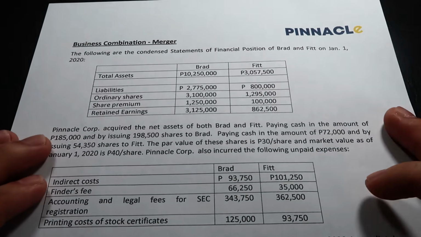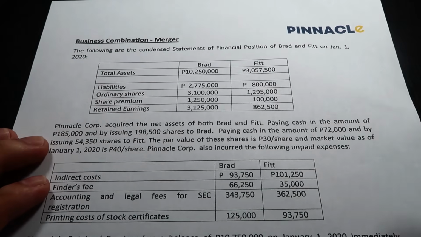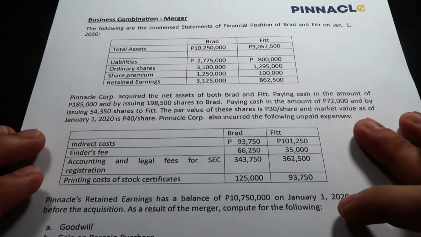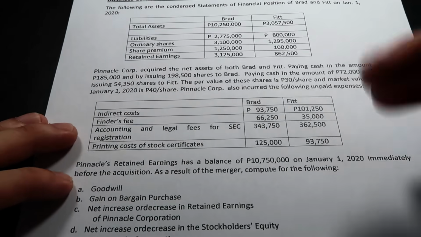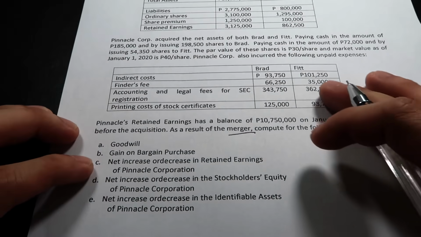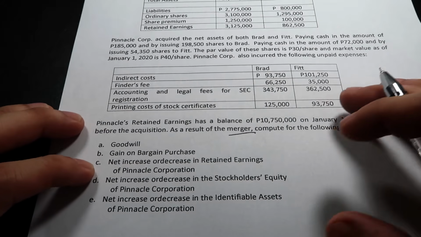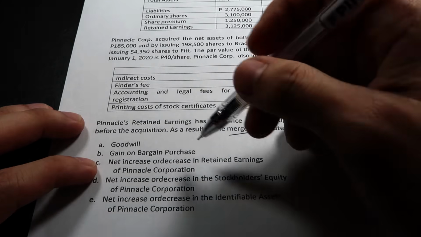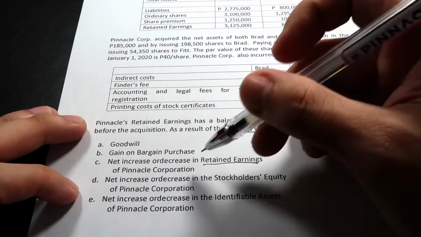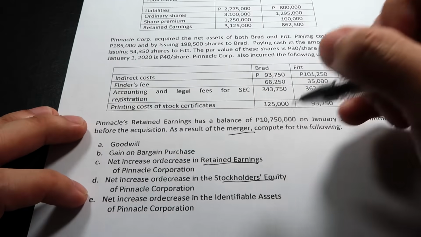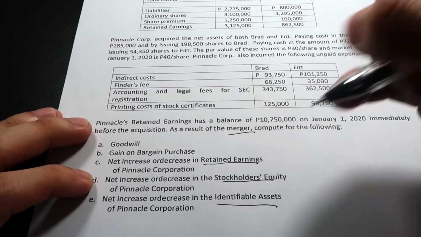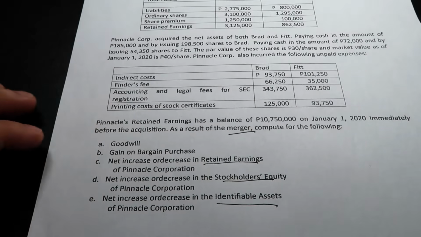Actually, merger or acquisition is easier compared to consolidation. Now, let's read the given. Let's start first with the questions. As a result of the merger, compute for the following. Letter A, goodwill. Letter B, gain on bargain purchase. Letter C, net increase or decrease in the retained earnings of Pinnacle Corporation. Letter D, net increase or decrease in the stockholders' equity of Pinnacle Corporation. And letter E, net increase or decrease in the identifiable assets of Pinnacle Corporation.